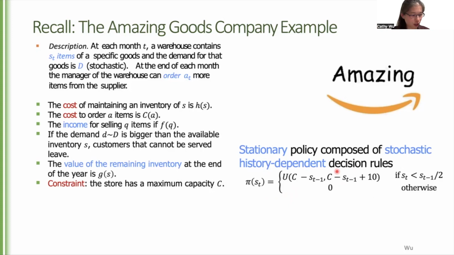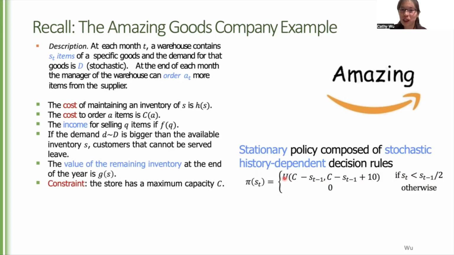On the other hand, we could have a stochastic history dependent policy. So for instance, here, there is some stochasticity, there's a uniform random variable, and there's history dependence in the sense that it needs not only the current state S_t, it also needs S_{t-1}.